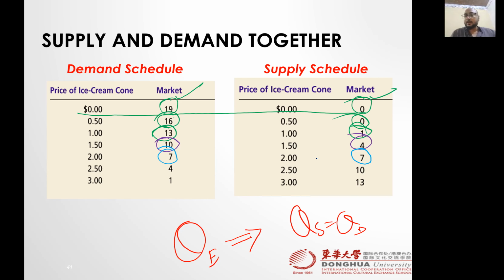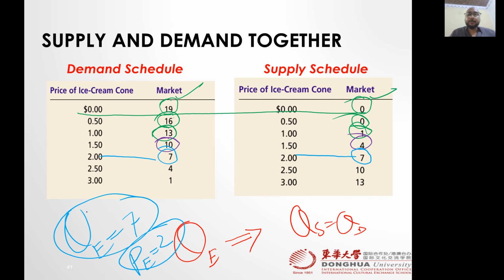So it means our equilibrium quantity is 7. Look at the price against this 7. 2, also the same. So we have equilibrium price and equilibrium quantity.